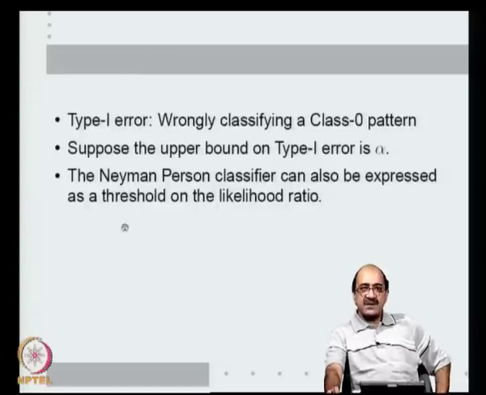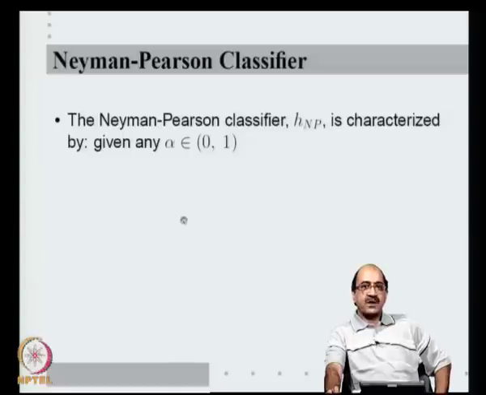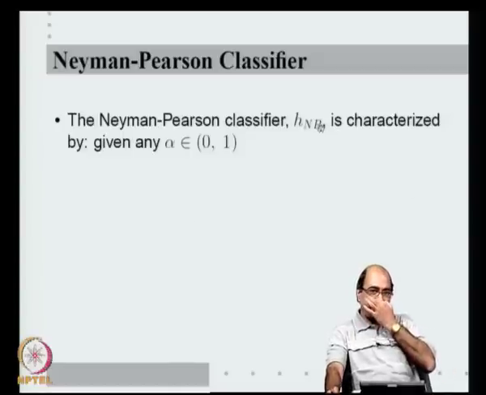As a matter of fact, the Neyman Pearson classifier can also be expressed as a threshold on the likelihood ratio. As we have seen in the Bayes case, it is simply a ratio of the posterior probabilities or class conditional densities. We put a threshold on this ratio. The Neyman Pearson classifier can also be expressed this way, and we will see how. So, let us first define the Neyman Pearson classifier.